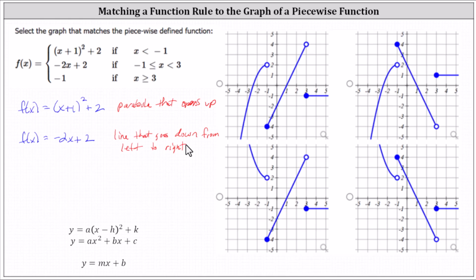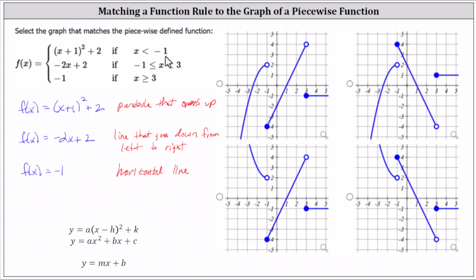And then finally we have f of x equals -1 when x is greater than or equal to 3. This is a linear function where the slope m is equal to 0, which indicates the graph is a horizontal line. So let's first take a look at the four graphs when x is less than -1.